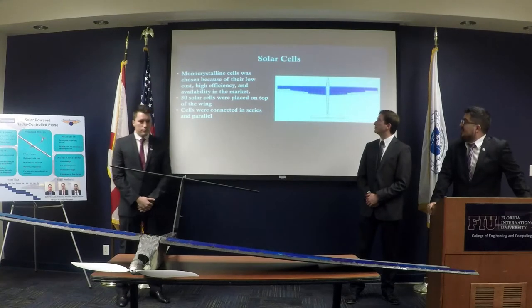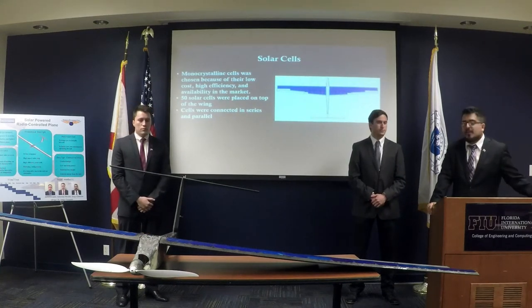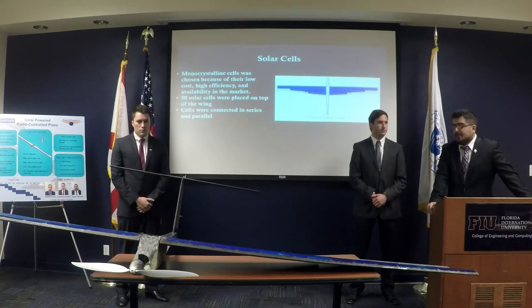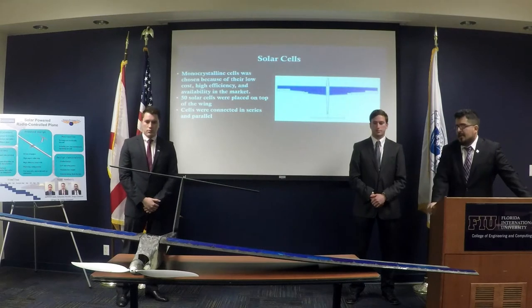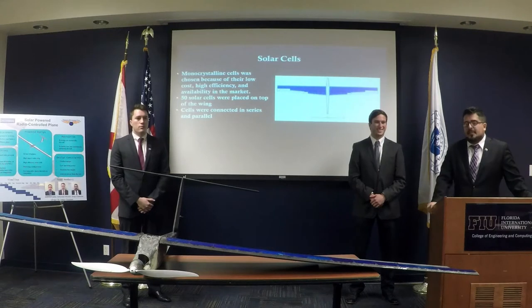So our solar cells are monocrystalline. We chose monocrystalline cells because of their low cost, high efficiency, and availability in the market. We decided to go with 50 solar cells in total, so 25 on each side of the wing. And our cells were connected in series and parallel.